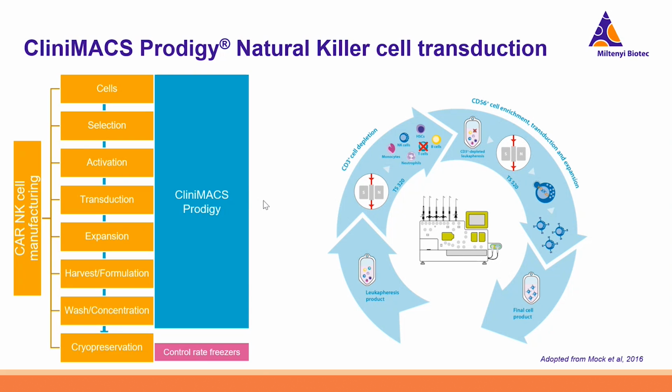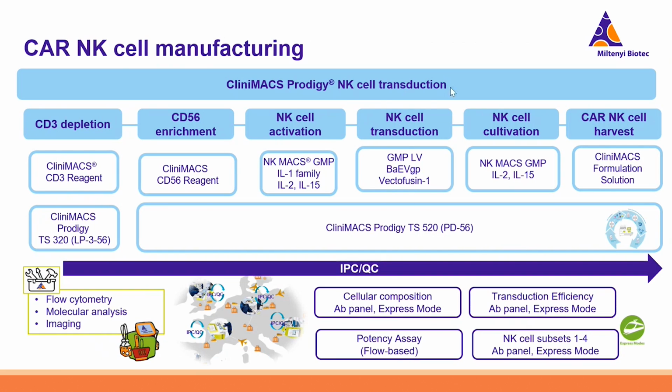So what does it do? You will have your leukapheresis product. It will go through a step in which you will deplete the CD3 cells. Then later you will enrich and transduce in one tubing set and do the expansion there as well. So this is pretty much the workflow, including all of the different reagents in GMP grade and also a protocol that we have standardized and already proved. So the next couple of slides, I'm just going to show you some of the results.